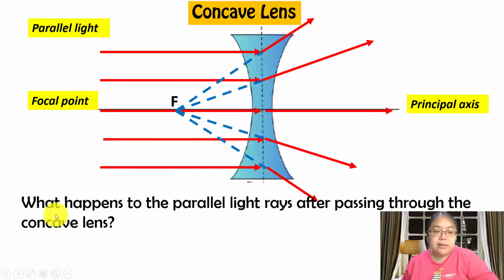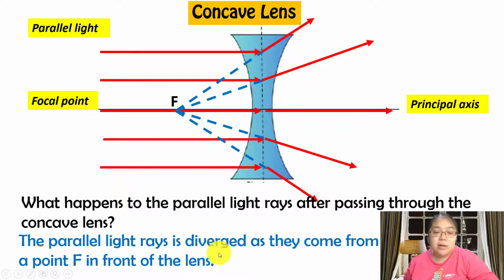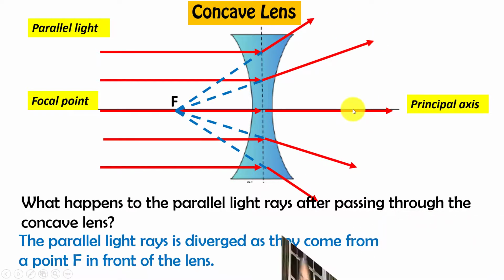Okay, so the question is, what happens to the parallel light ray after passing through the concave lens? So from here your answer is: the parallel light ray now diverges as if it comes from a point F in front of the lens. So they take this one as in front, and behind is here. So when you find they diverge, they must go to the in front F first. After that they will diverge to a wider area.